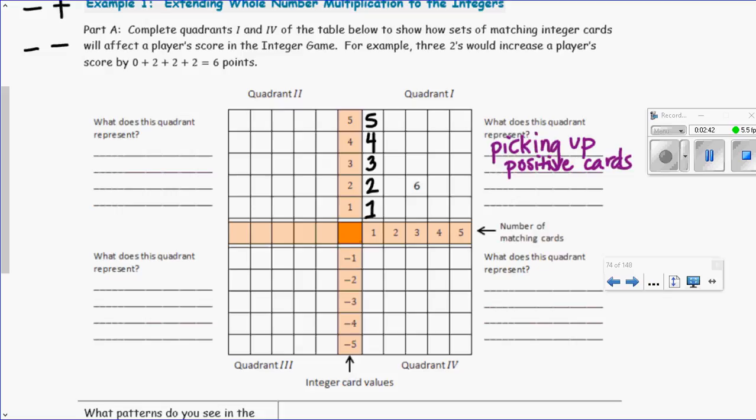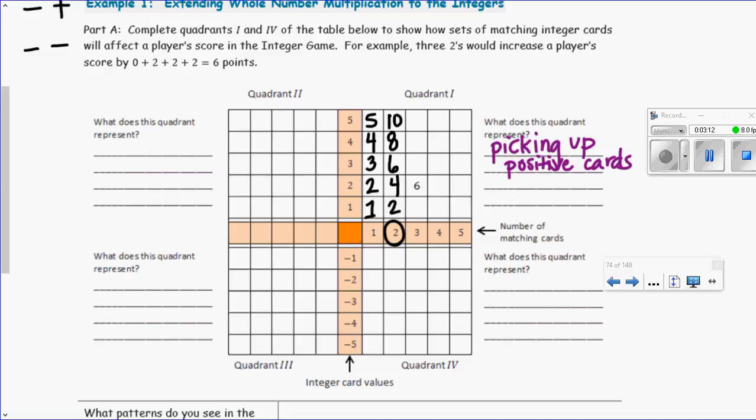All right, now for the next row, let's imagine that we picked up 2 of each of those. So if I pick up 2 positive 1 cards, my score goes up by 2. If I pick up 2 positive 2 cards, my score goes up 4. If I pick up 2 positive 3 cards, whoops, I didn't mean for both of those to move, sorry. If I pick up 2 positive 3 cards, my score goes up 6. 2 positive 4 cards, it goes up 8. 2 positive 5 cards, it goes up 10.